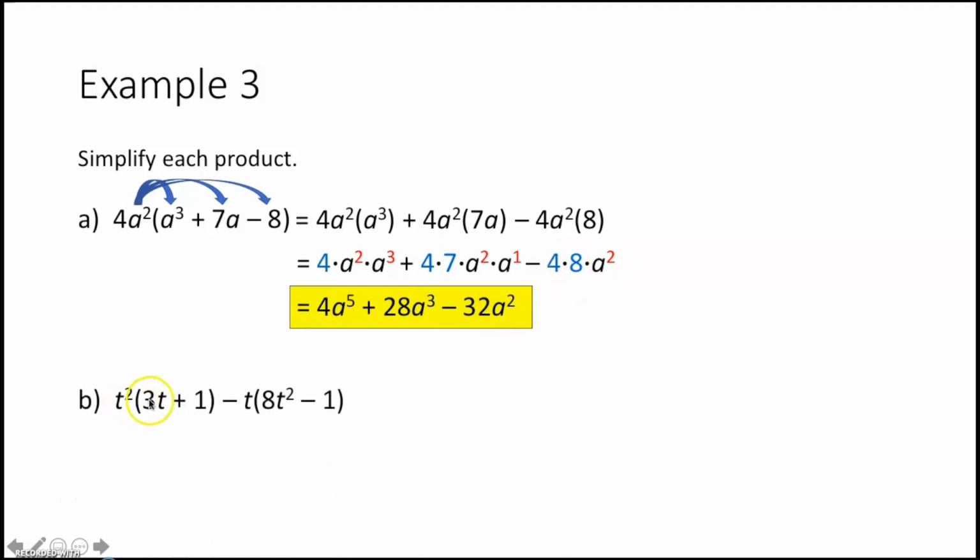Here, we have t squared times the quantity 3t plus 1 minus t times the quantity 8t squared minus 1.